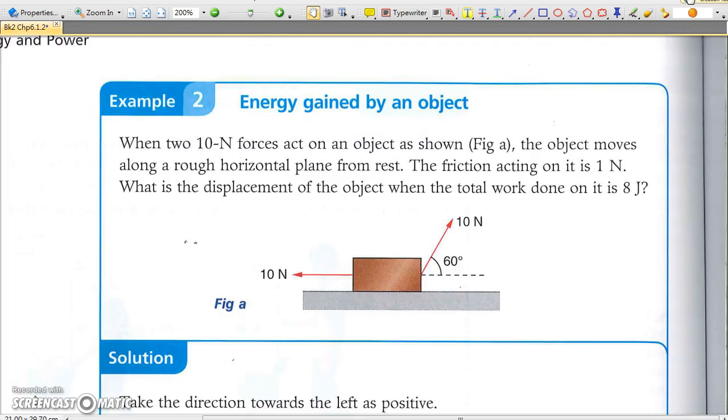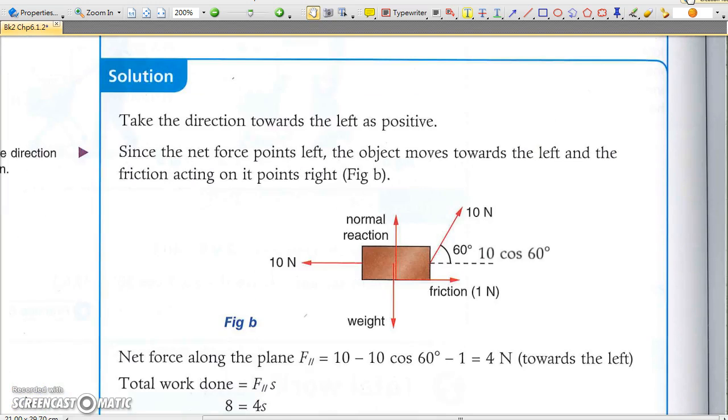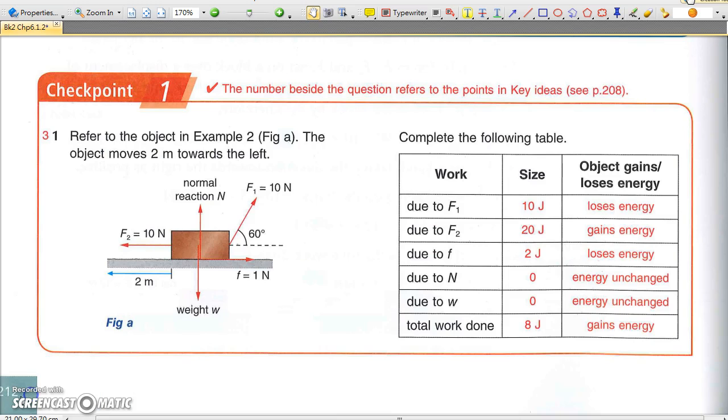In example 2, there are 5 forces acting on the mass. The net force is 10 minus 10 cosine 60 degrees minus 1, that equals 4 Newton horizontally to the left. The work by the net force is 4 Newtons times the displacement s. Now please try the checkpoint question below.